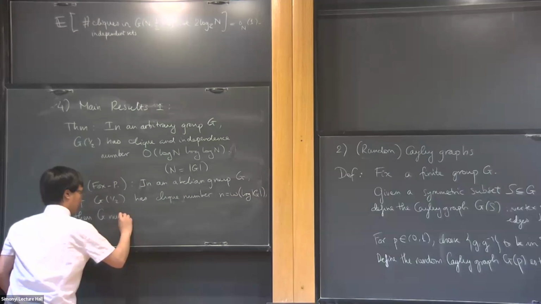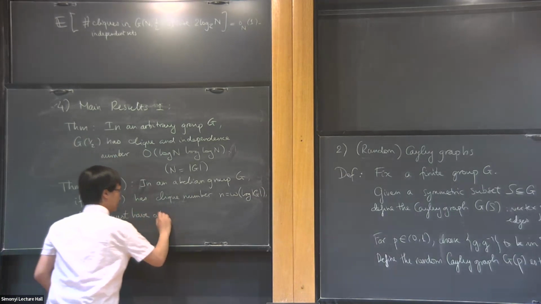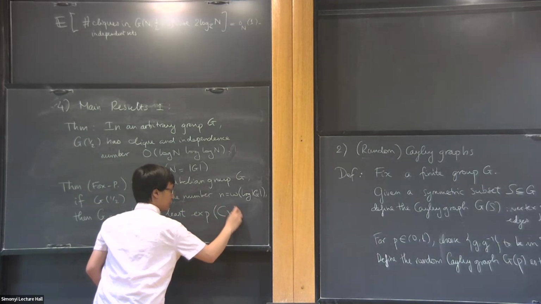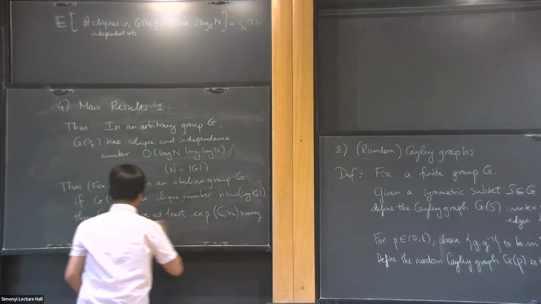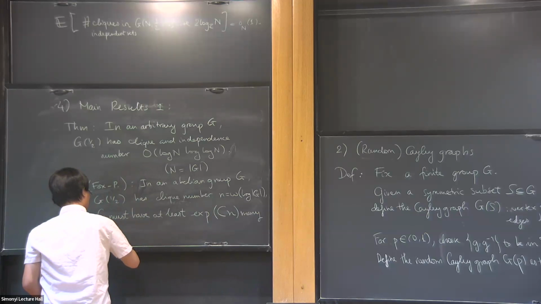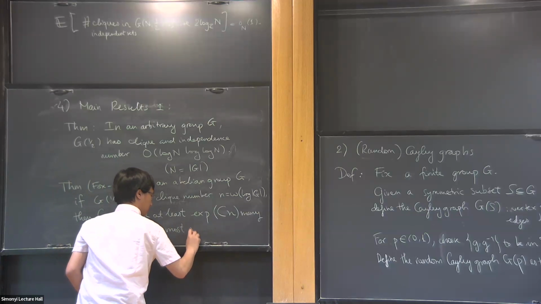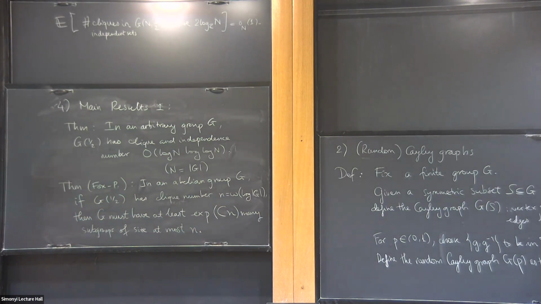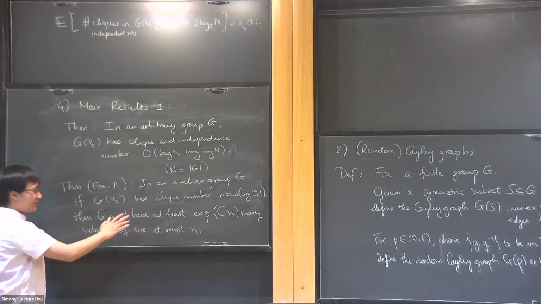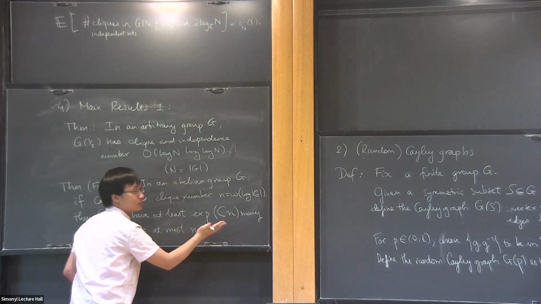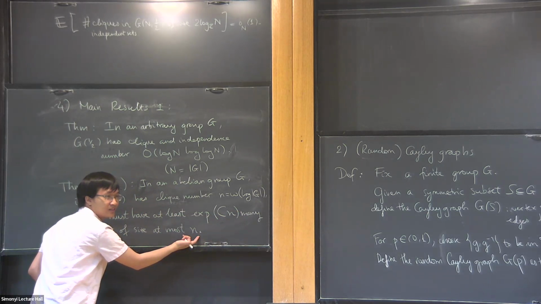G must have at least exponentially in little n many subgroups of size at most little n. Okay, so in some sense, if a group and a uniformly random Cayley graph in that group fail to be Ramsey, then there must be, behind the scenes, a humongous number of subgroups of a specific small size lying in this group.